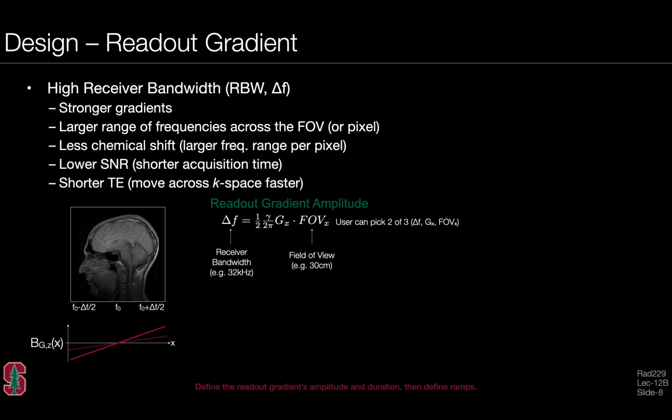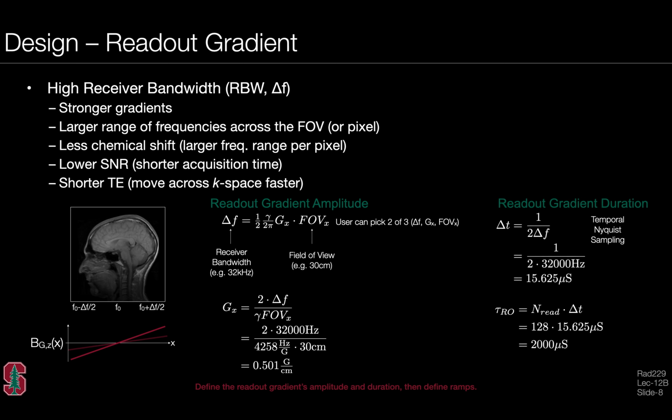So the readout gradient amplitude can be calculated from the known receiver bandwidth and the field of view, and those are typically the parameters that the user would choose on the scanner. And so we're left to design the gradient amplitude maximum. Algebraically, we can solve this expression to see that we need about half a Gauss per centimeter for, in this case, a field of view of 30 centimeters and a received bandwidth of plus minus 16 kilohertz.